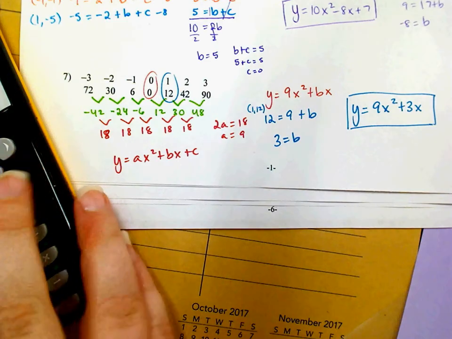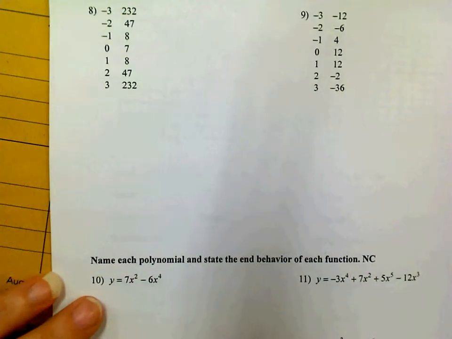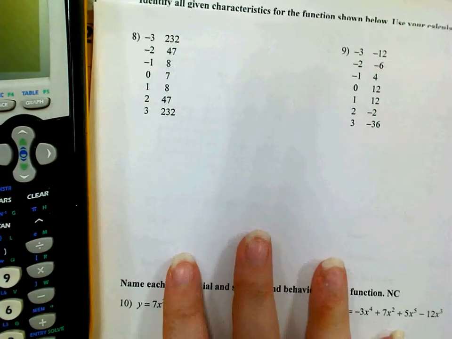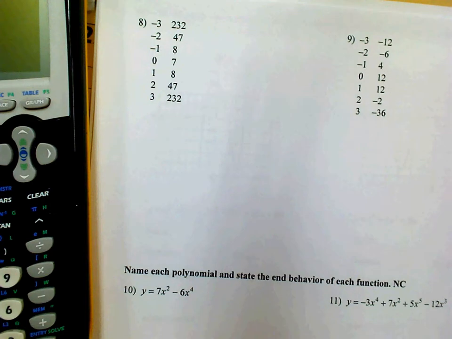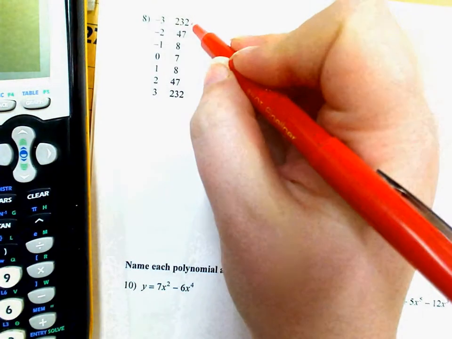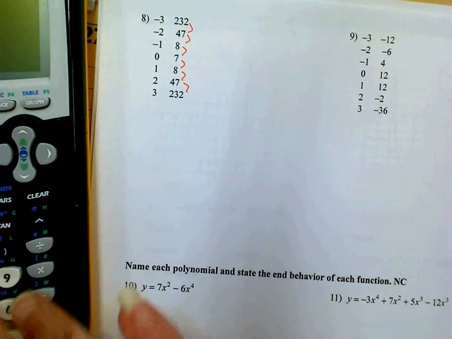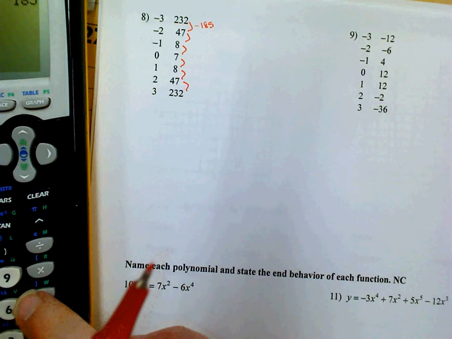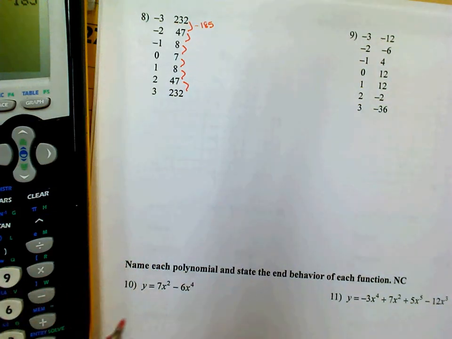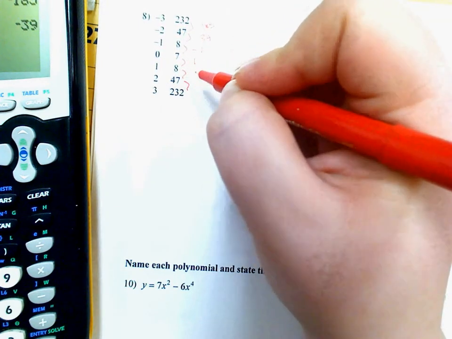Okay, let's go to number 8. So same directions, we're just continuing on. Find the equation after I know. So I've got 47 minus 232 is negative 185. 8 minus 47 is a negative 39. 7 minus 8 is negative 1. 8 minus 7 is 1. 47 minus 8 is 39. And 232 minus 47 is 185.